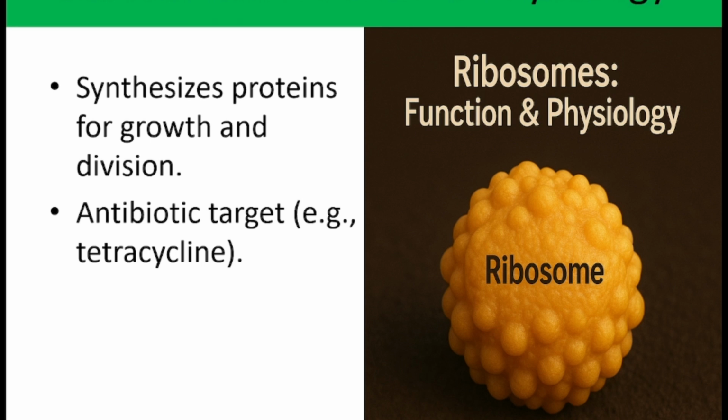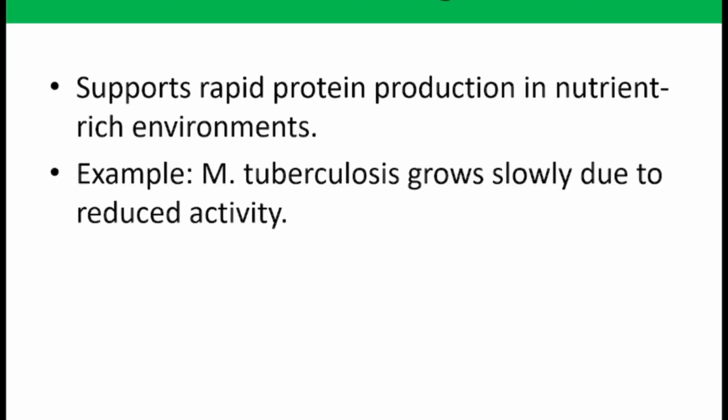Their main target in pathogenic organisms will always be the ribosome, because they discovered that once the ribosome is targeted, most of the vital enzymes of that bacteria will no longer be synthesized. It becomes impossible for protein synthesis to carry on, and once there is no protein synthesis, there will be no virulence and no disease. The ribosome supports rapid protein production in any nutrient-rich environment.